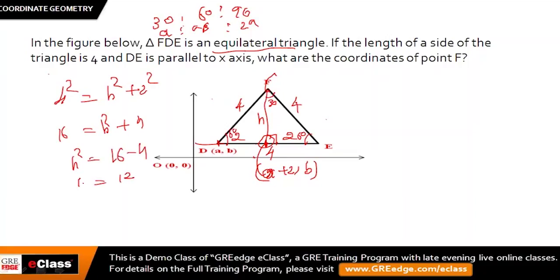So whatever is convenient, you can choose it. My h is going to be the square root of 12. This is going to be 2 root 3. So which one is a faster way you can use? If you know this observation, it is also quite fast.